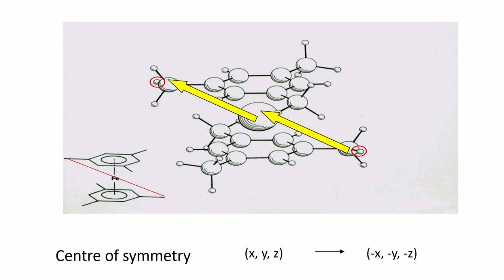Now, the molecular symmetry appears as follows: given any x, y, z, it can go to minus x, minus y, minus z. So, this is an inversion symmetry. We call this the center of symmetry, being present at this particular position. So, the molecule is centrosymmetric.